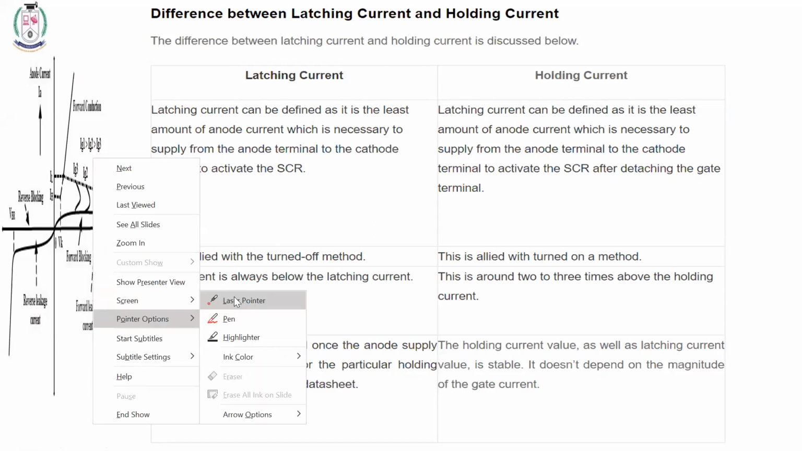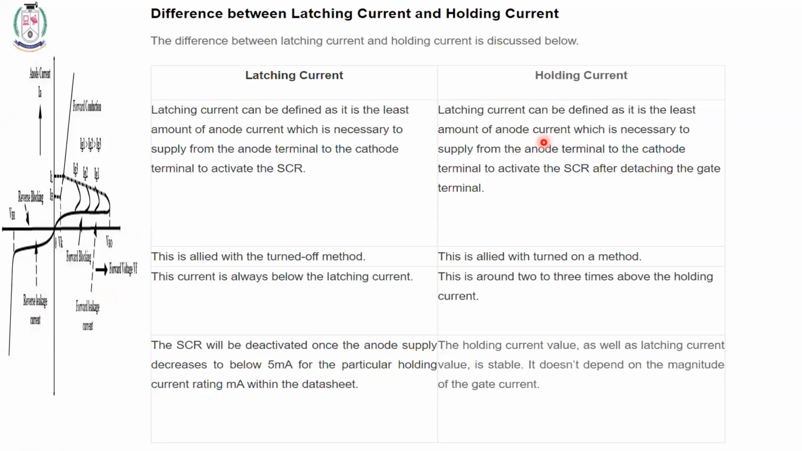So you just see, the first one is the definition. Already we have seen the definition. The second one is that latching is aligned with the turn-off and holding is aligned with the turn-on method. Why are they saying this? Once it reaches the latching current, I can't turn off my SCR. Once it reaches the holding current, it denotes that my SCR is turned on. So that's why they have given this definition.